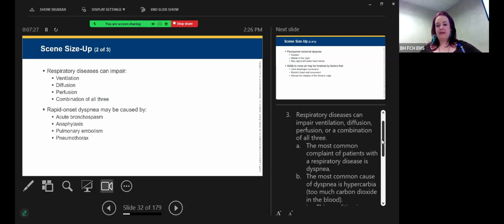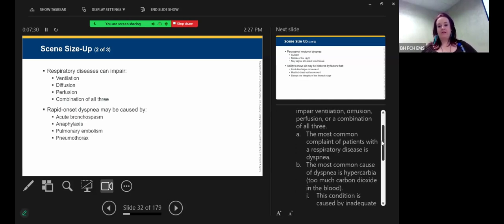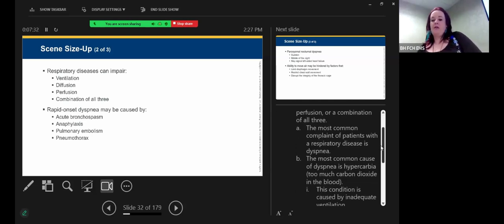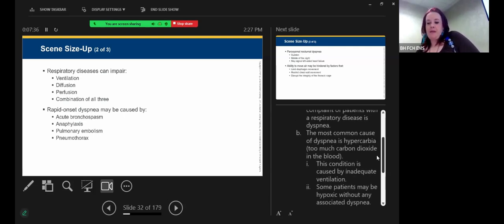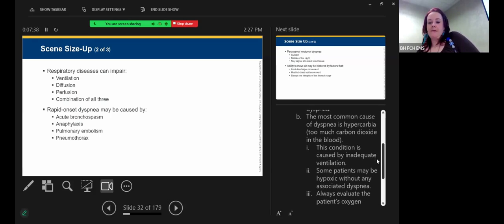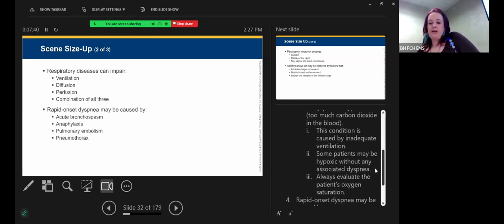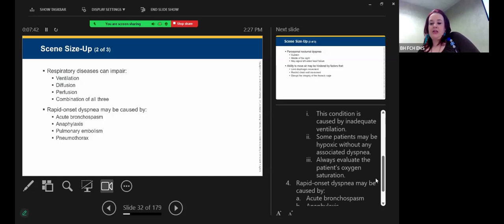So respiratory diseases can, of course, impair ventilation, diffusion, perfusion, or a combination of all three. The most common complaint is dyspnea. The most common cause of dyspnea is hypercapnia, which is too much carbon dioxide in the blood. This condition can be caused by inadequate ventilation. Some patients may be hypoxic without any associated dyspnea. Always evaluate the patient's oxygen saturation.